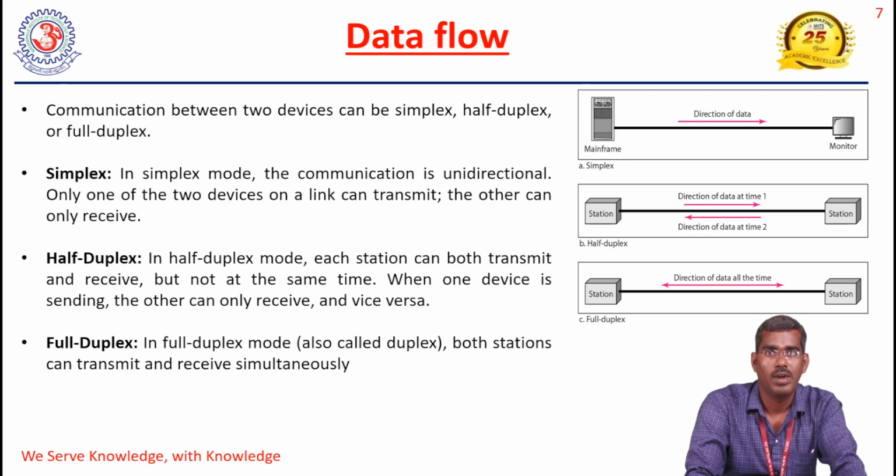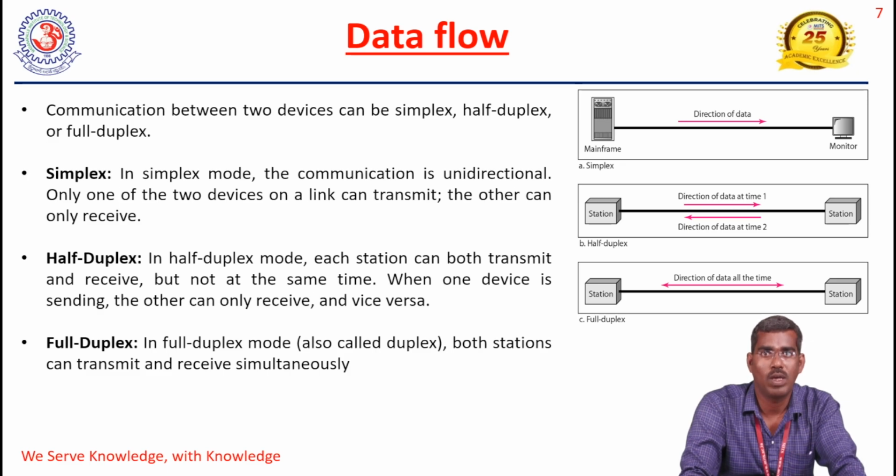Next one, data flow. There are three data flows. Communication between two devices can be simplex, half duplex, or full duplex. So what is simplex? In this mode, the communication is unidirectional. This is our direction of data: from mainframe to monitor. This is a unidirectional data communication.